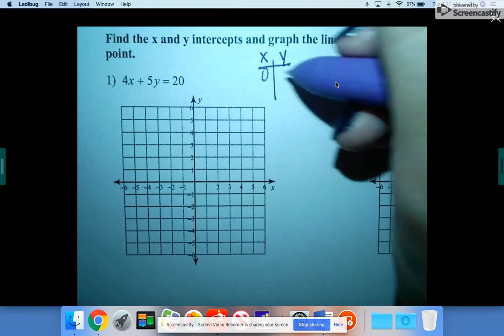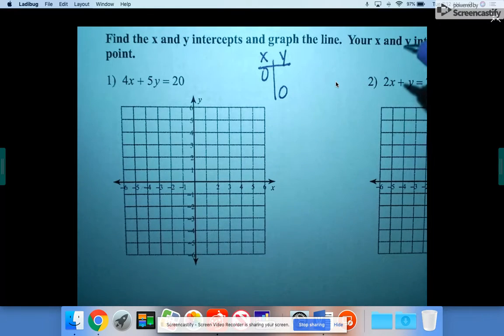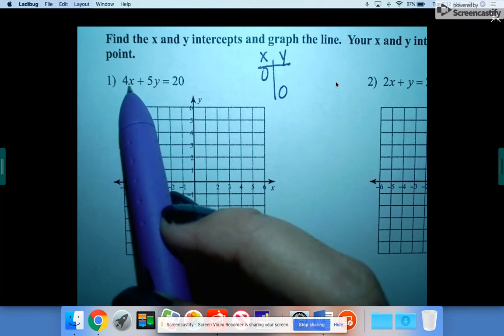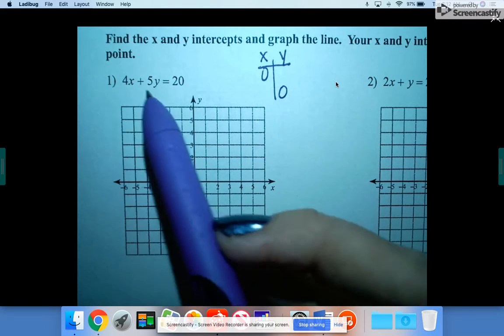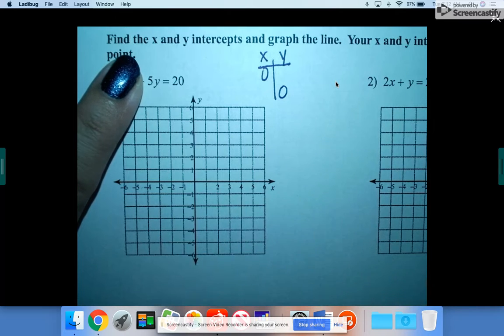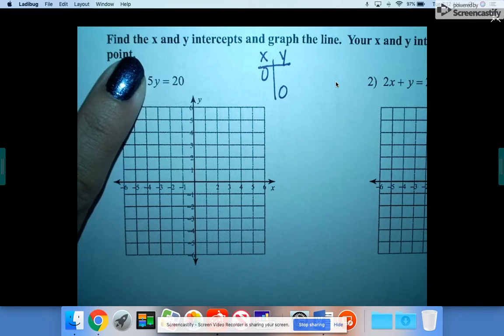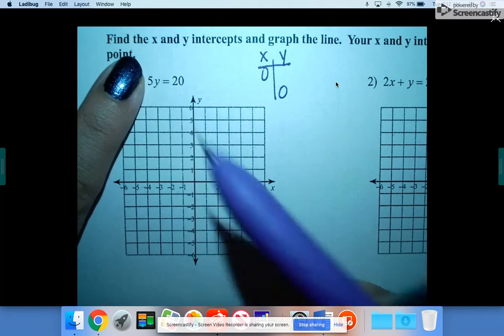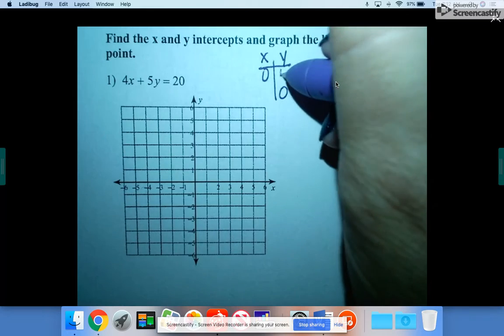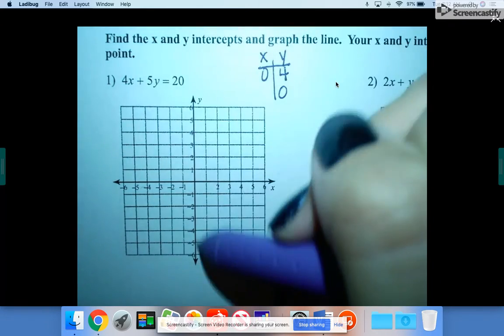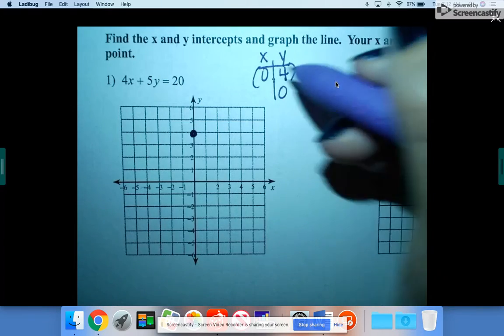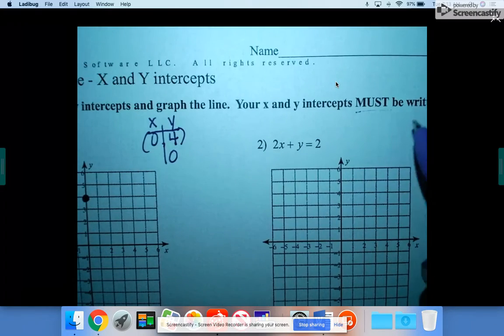So we're plugging in a 0 for x, and then later we're plugging in a 0 for y. So when you plug in a 0 for x, 0 times 4 is 0. So it basically goes away. So all you're looking at is what is y if 5y equals 20. So 5 times some number equals 20, and that would be 4. So y would be 4. So the y-intercept is 4. 0, 4, technically, since it says they must be written as a point.